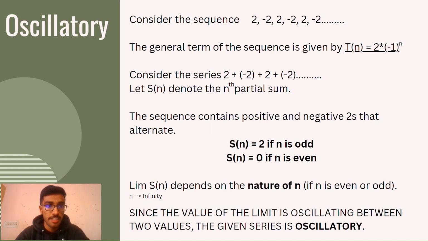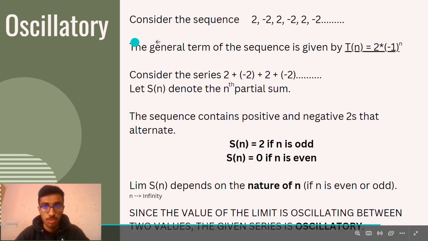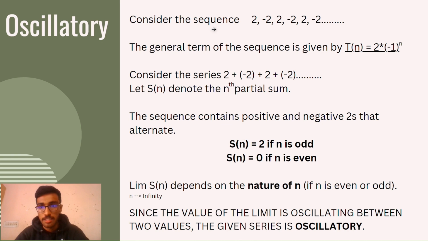Coming to an oscillatory series, consider the sequence 2, minus 2, 2, minus 2, 2, minus 2 and so on. The general term of the sequence is given by t of n is equal to 2 into minus 1 power n. So consider the series 2 plus minus 2 plus 2 plus minus 2 and so on. Let Sn denote the nth partial sum.